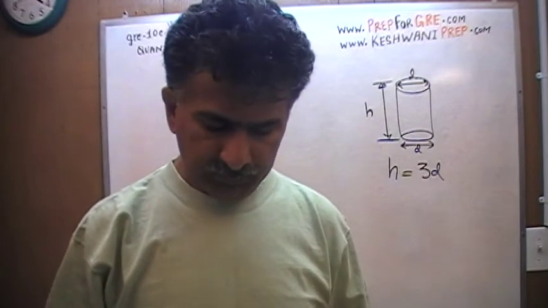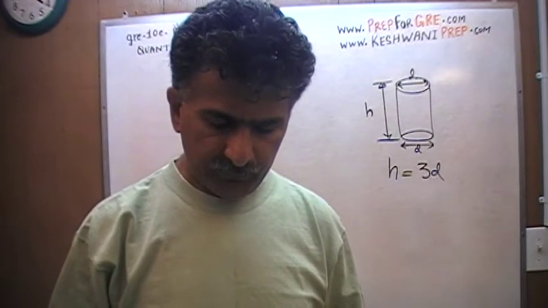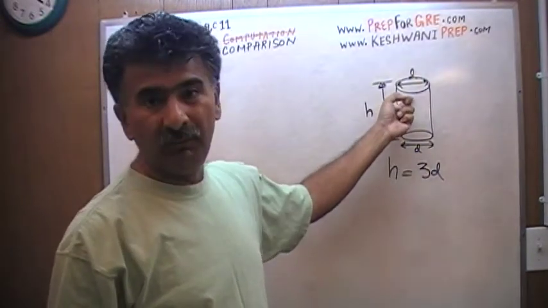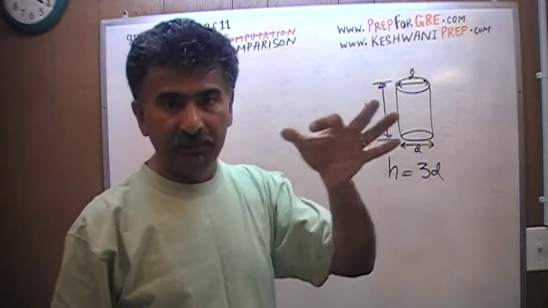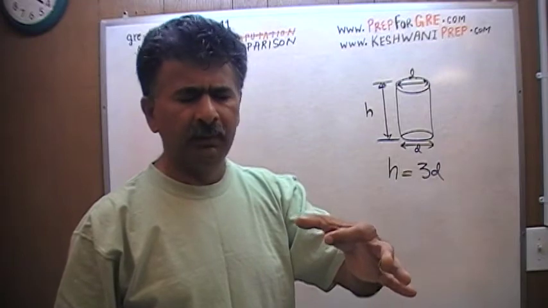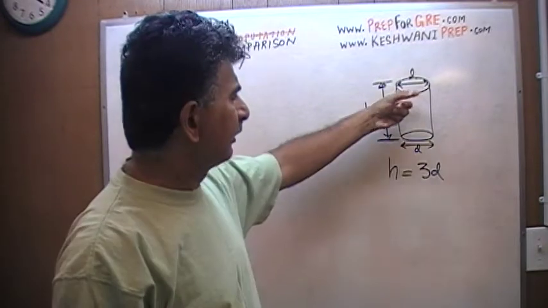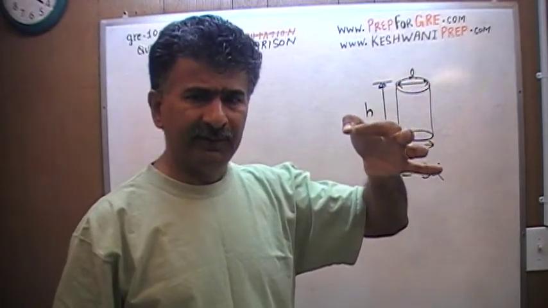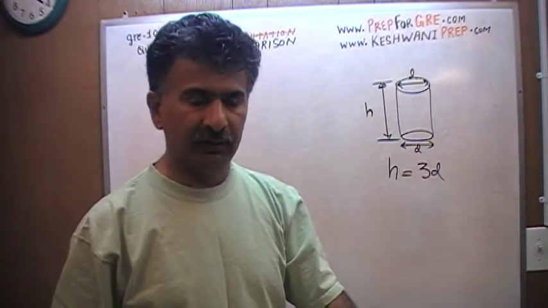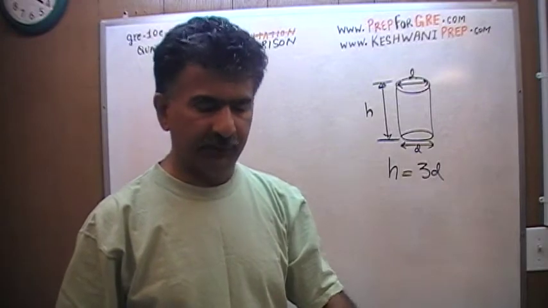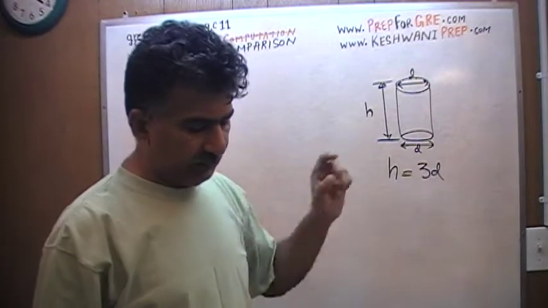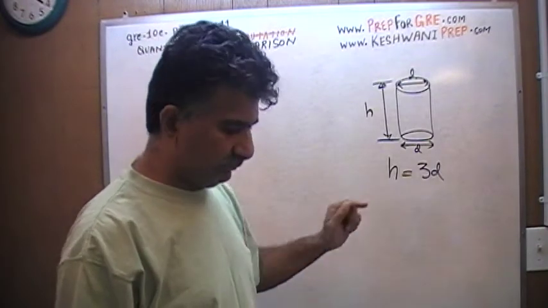What is it that they want you to compare? They want you to compare the circumference of the base of C, which of course is the same circumference that you're going to find on the top, because the circular opening that you see on the top is the exact same circle that you're going to have at the bottom as the base of the cylinder.